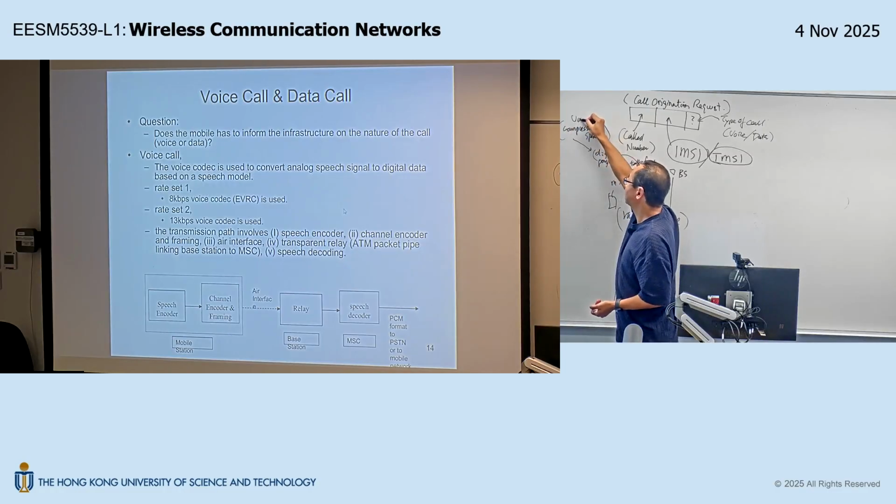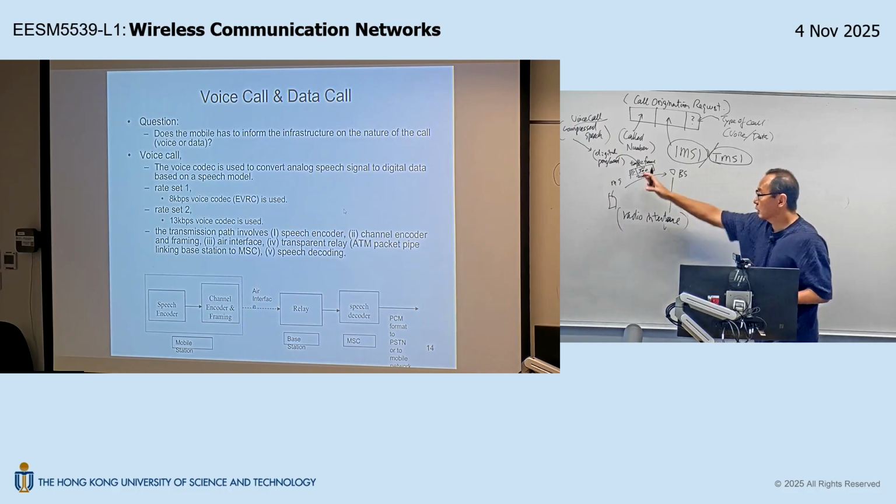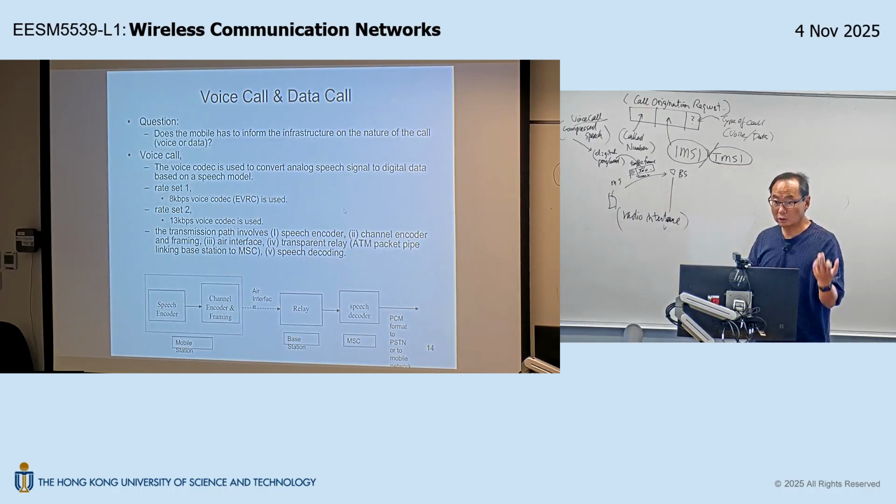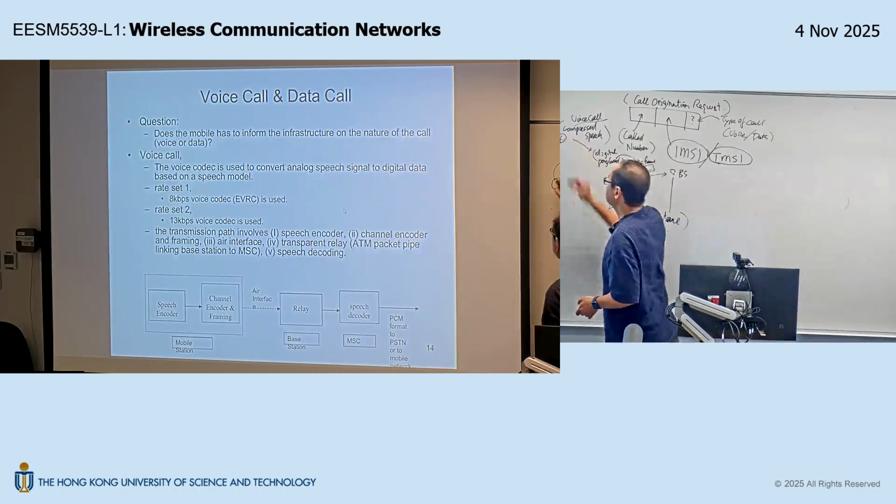That's for voice call. So if you make a voice call, this 300 bits will be coming from the output of your compressed speech encoder, okay, just like MP3. That's one source of digital payload.